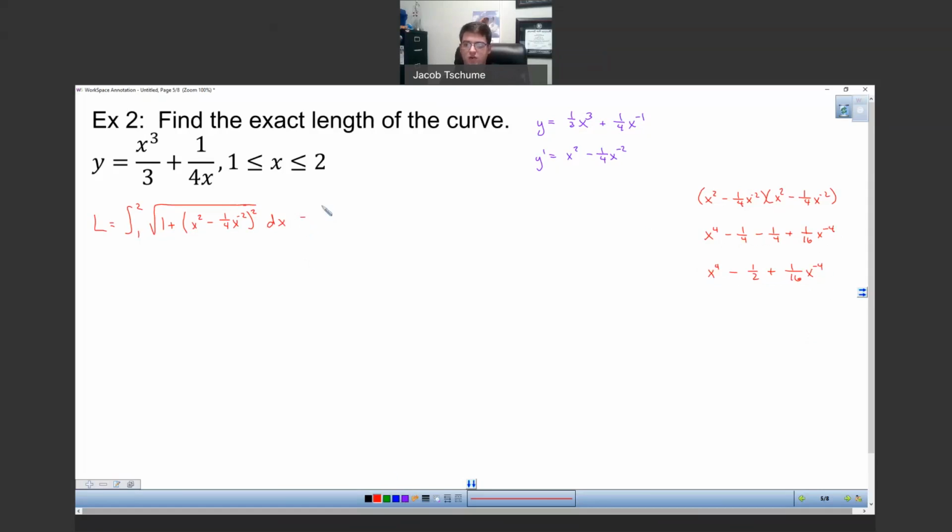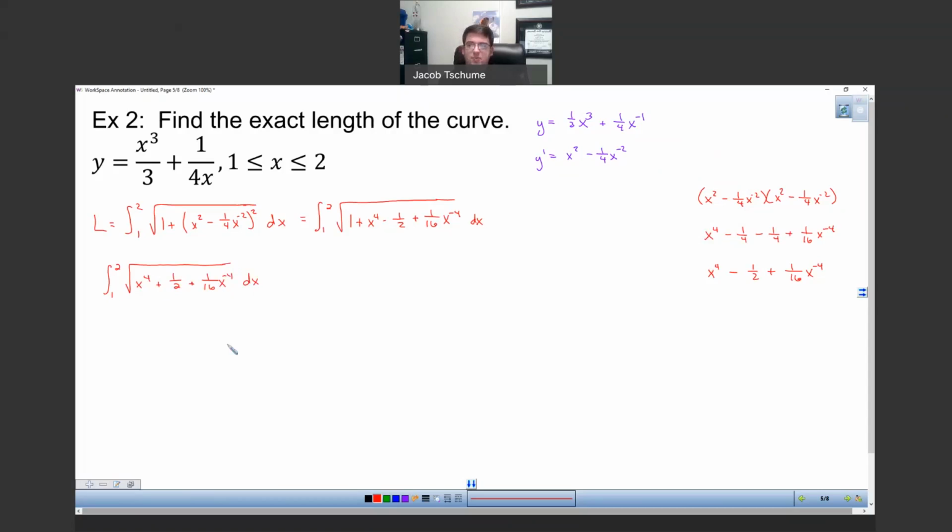So rewriting my integral, we will integrate from 1 to 2, the square root of 1 plus x to the 4th minus 1/2 plus 1 over 16 x to the negative 4 with respect to x. I can then put my constants together, and this would be the integral from 1 to 2 of the square root of x to the 4th, now plus 1/2, plus 1 over 16 x to the negative 4.